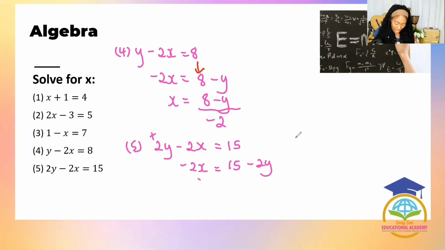And then x is equals to 15, take away 2y, and the opposite of this here is understood to be multiply. The opposite of multiply is to divide. So therefore, sorry about that, therefore x is equals to 15, take away 2y, all over negative 2.